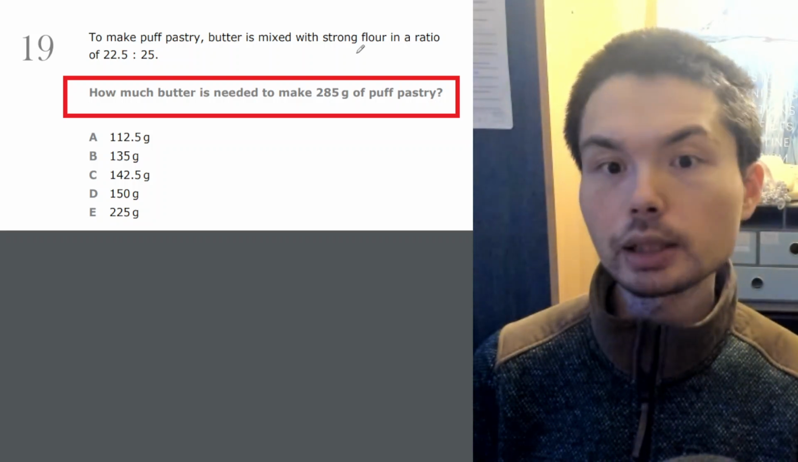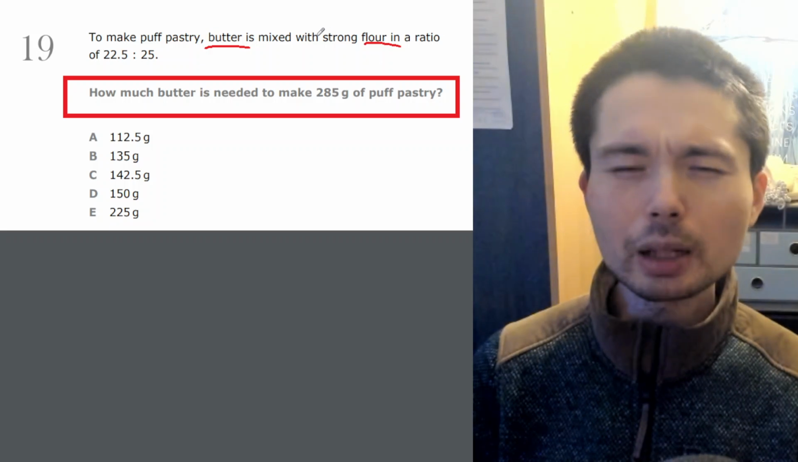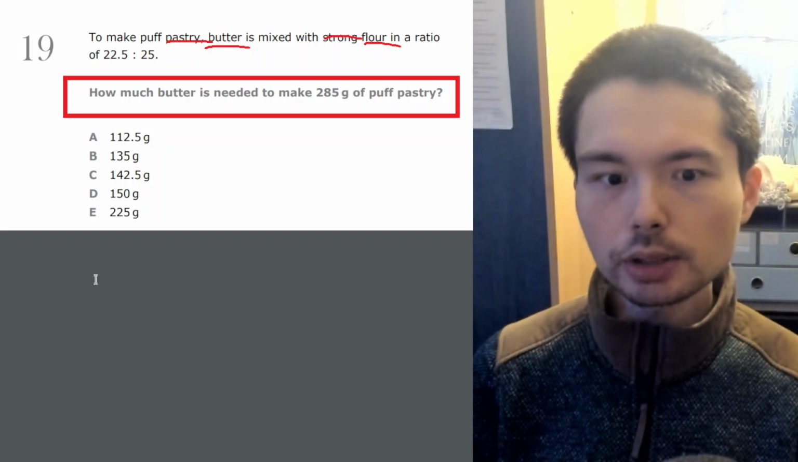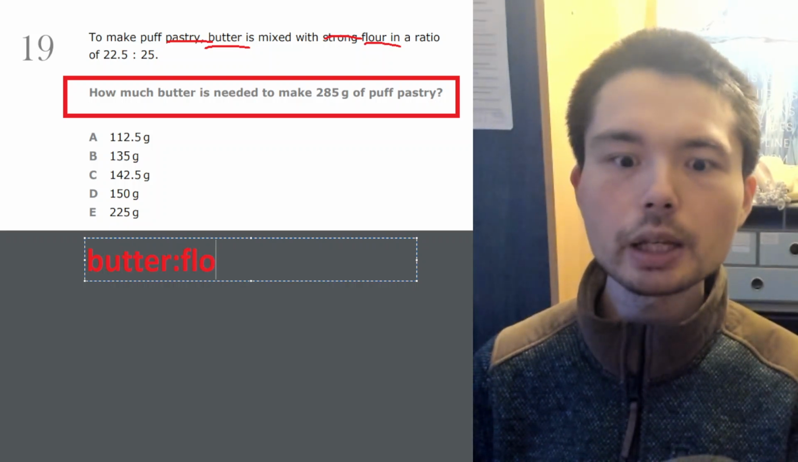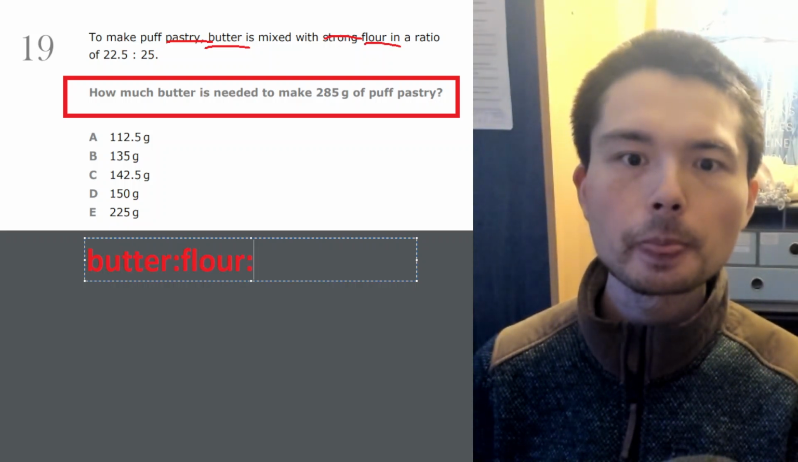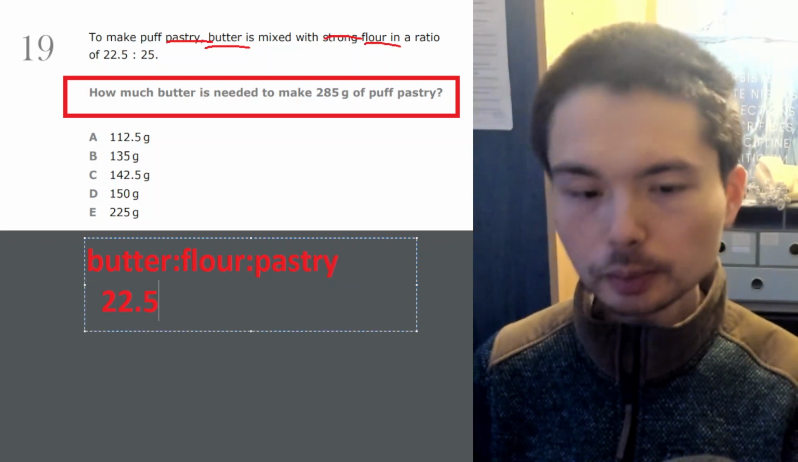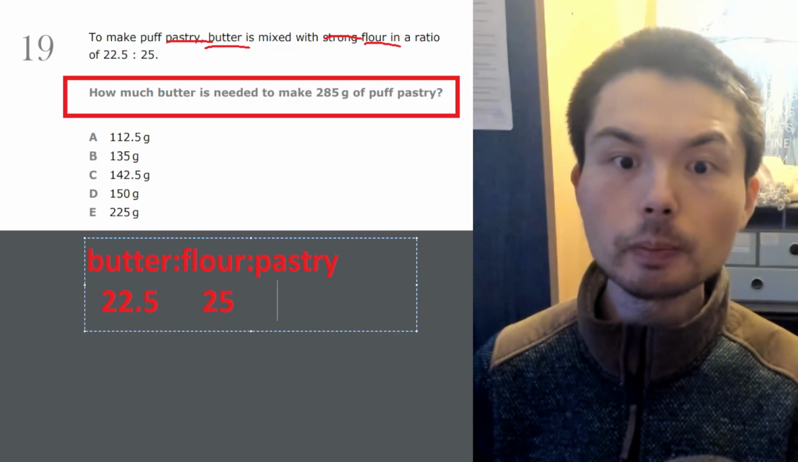You just need to write out a table. Butter with flour. Don't like they put the word strong. That's pointless. Don't do that. And then pastry. So set it up with me. Here. Here. There. 22.5, 25. And we don't know.